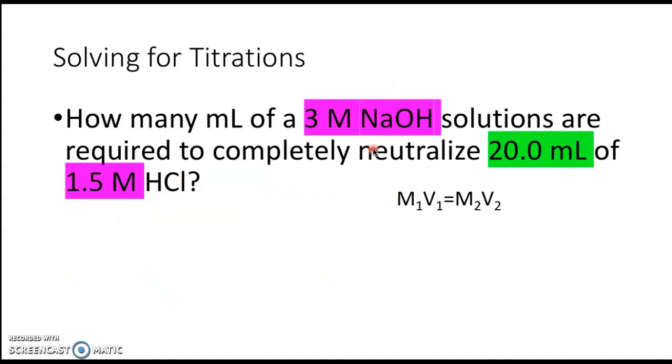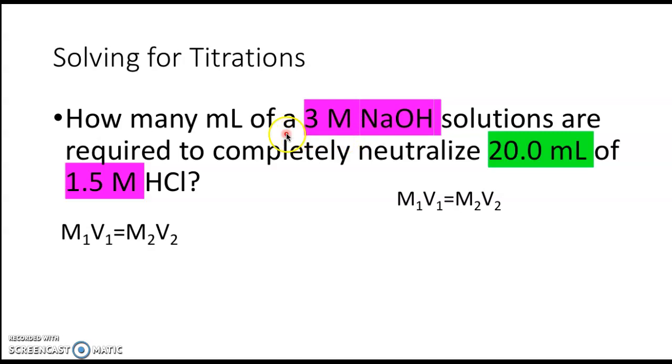How many milliliters of a 3 molar NaOH solution are required to completely neutralize 20 milliliters of 1.5 molar HCl? So, I know this is a titration problem, not because I said it's a titration problem, but because I see this word neutralize. Now, I have my molarities highlighted in purple, and my volumes highlighted in green to give myself a hint. Now, I know I'm working with this formula, so I have this formula down.